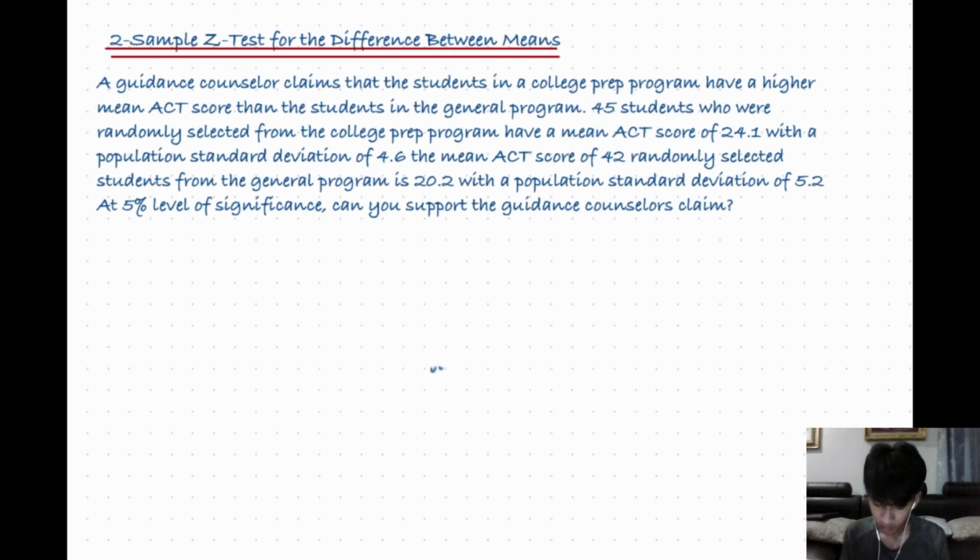The mean ACT score of 42 randomly selected students from the general program is 20.2 with a population standard deviation of 5.2. At 5% level of significance, can you support the guidance counselor's claim? Solution.